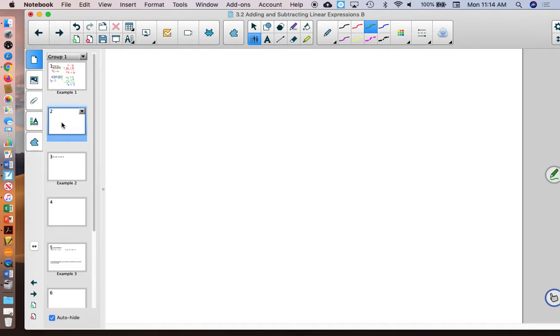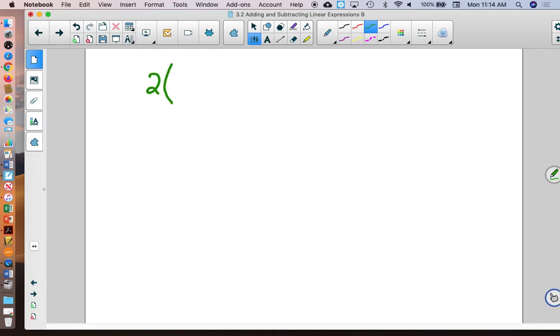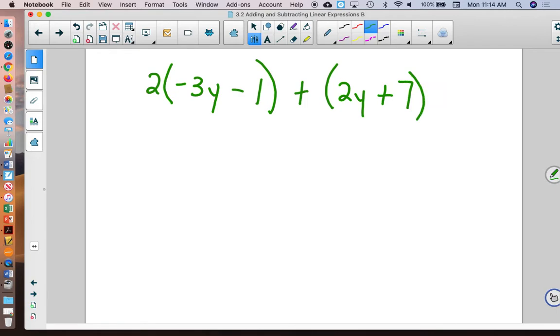2 in parentheses, negative 3y minus 1, plus 2y plus 7 in parentheses. Okay. Before I can start combining the two expressions, do you see I have this expression, 2 times negative 3y minus 1, and the other expression is 2y plus 7? I need to simplify both of the expressions before I combine them.